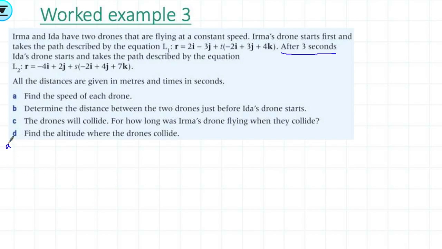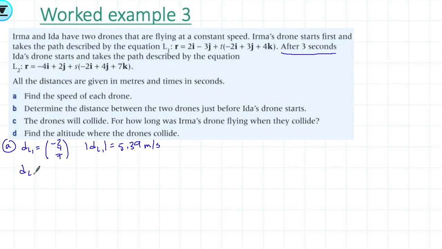So if I want to find the speed, again, as we said before, the speed is the magnitude of the direction vector. So the direction vector of L1 is -2, 4, and 7. And if I want the magnitude of L1, we know the formula: just take the square root of the sum of the squares of all the numbers, which will give us 5.39. And that's the speed. We're dealing with meters per second.